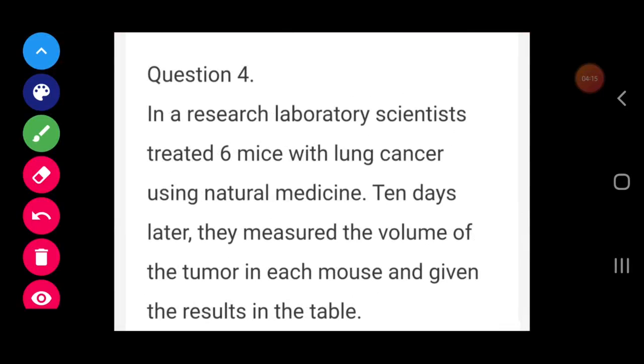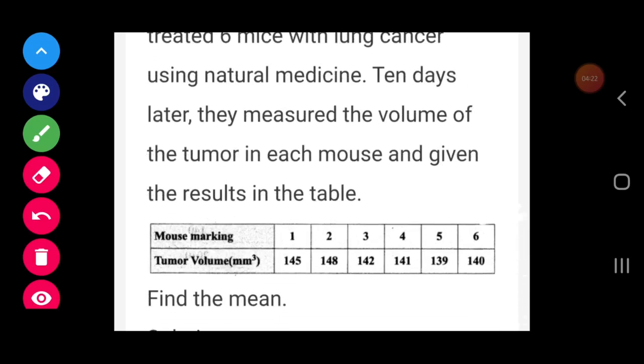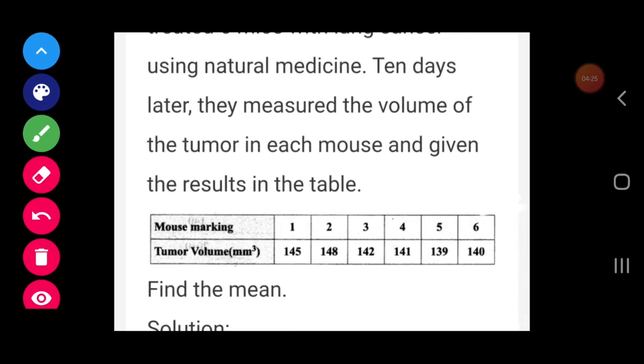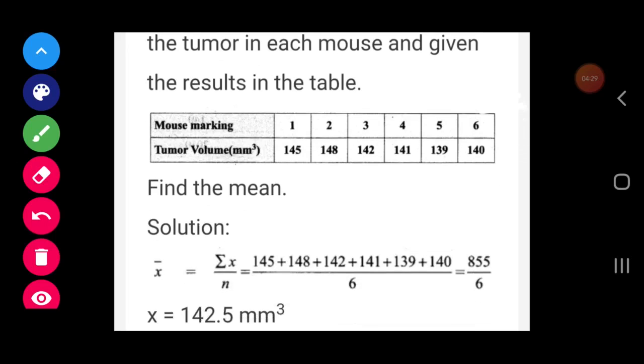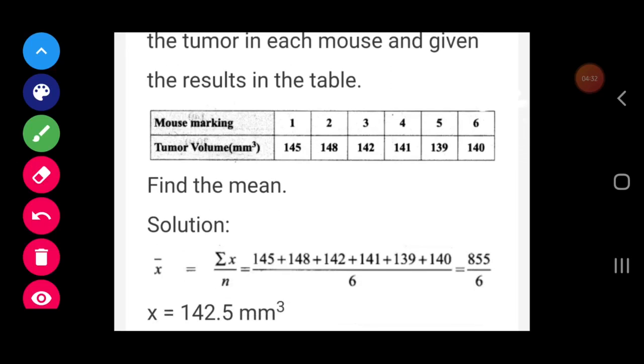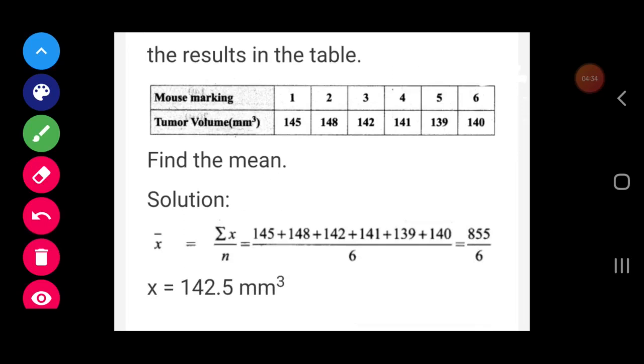In a research laboratory, scientists treated 6 mice with lung cancer using natural medicine. 10 days later, they measured the volume of the tumor in each mouse and gave the result in the table: mouse marking and then tumor volume. We have to find the mean first. The given values are: first mouse 145, second mouse 148, third mouse 142, fourth mouse 141, fifth mouse 139, sixth mouse 140.